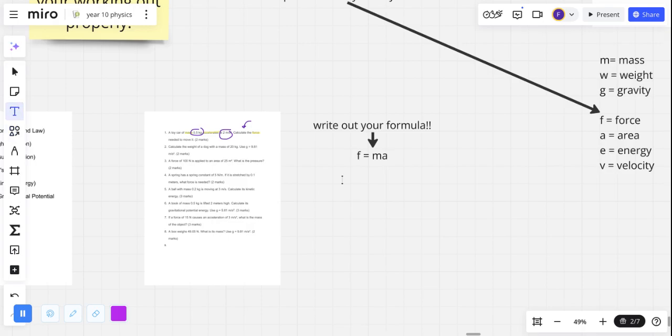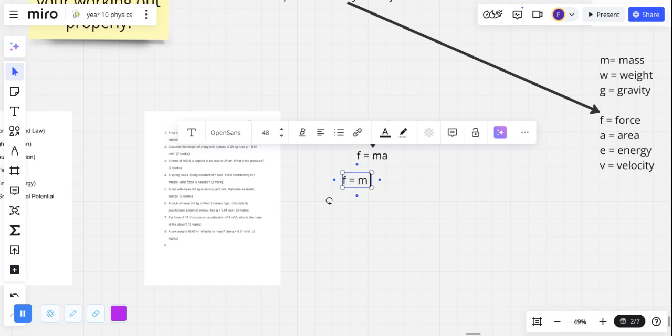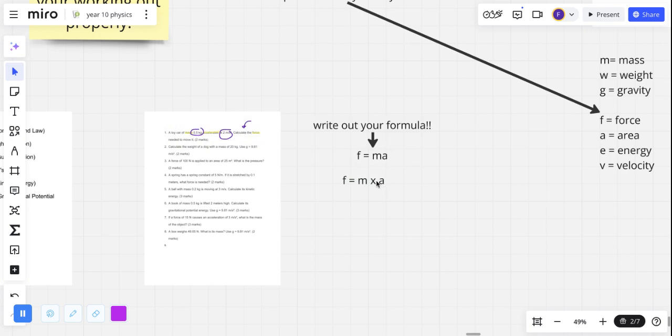All right, so F equals FA. There's no plus, there's no minus, so this means F equals M times A. Believe it or not, you get, on a lot of questions, 1 mark for getting this far. All right? Next step.